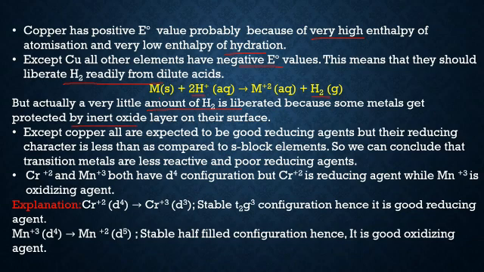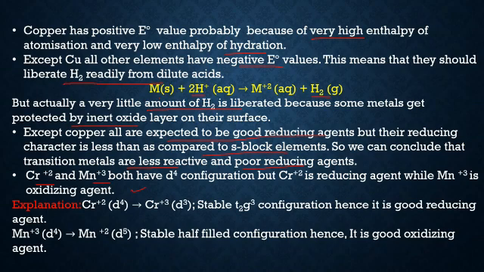Next point is that except copper, all are expected to be good reducing agents because they all have negative electrode potential values, but their reducing character is less as compared to s block elements. So in general we can say that transition elements are less reactive and poor reducing agents as compared to s block elements. Next is that chromium plus 2 and Mn plus 3 both have d4 configuration, but Cr plus 2 is a reducing agent while Mn plus 3 is an oxidizing agent. This is a very important question.